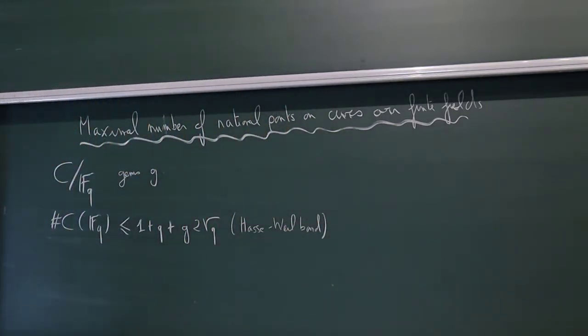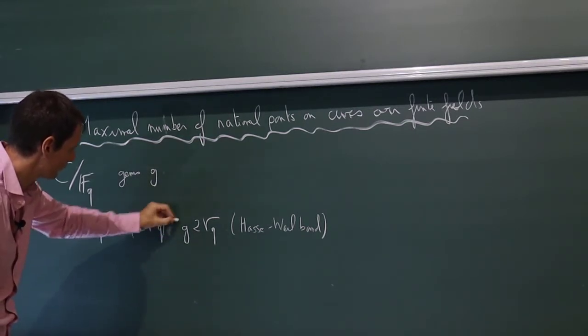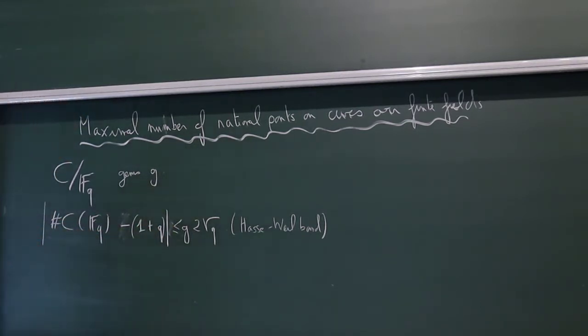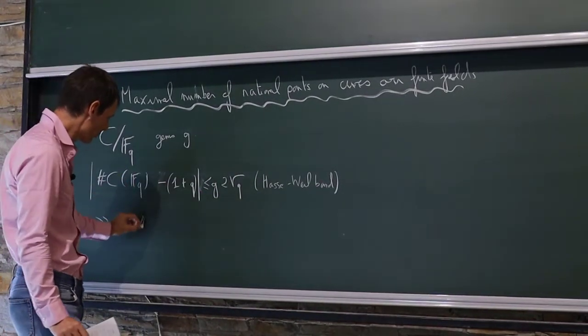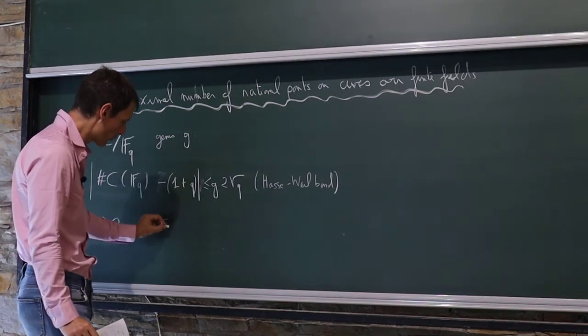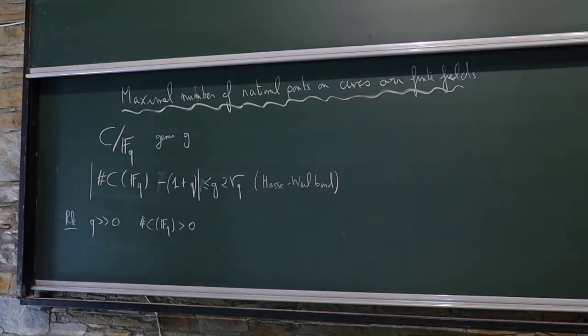This is really the Hasse-Weil bound. As a first consequence, as soon as q is big enough, if you do the inequality in the other direction, you see that the number of points on the curve is always positive. So there is always one rational point, which is always a nice thing to have, as we will see in the next lecture when we speak about Jacobians.